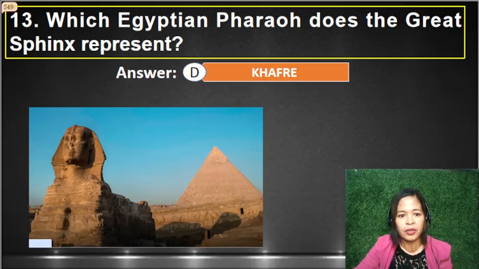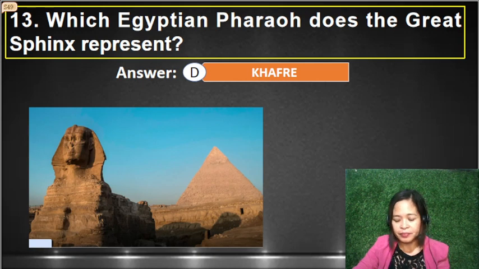Okay? So, several lines of evidence exist that tie the Great Sphinx to Pharaoh Khafre and his temple complex. For one thing, the head and the face of the Sphinx are strikingly similar to a life-size statue of Khafre that archaeologists found in the Valley Temple.